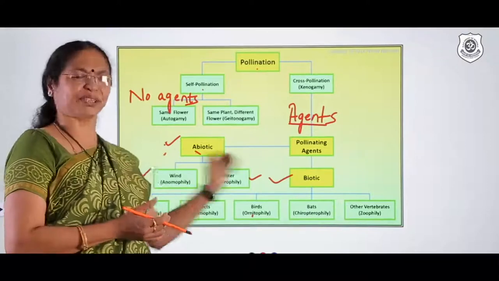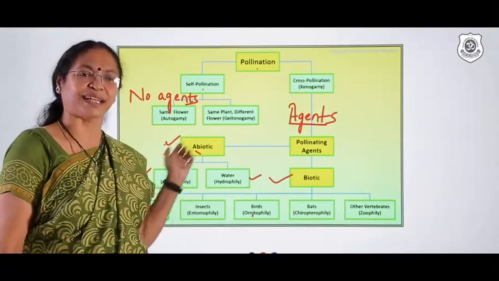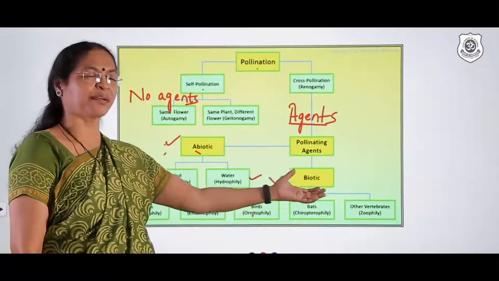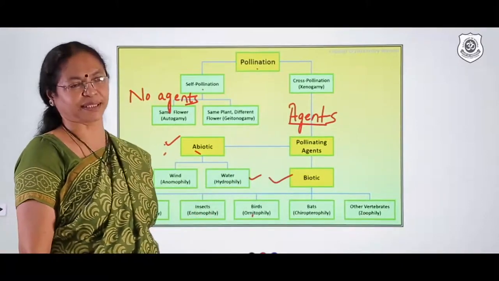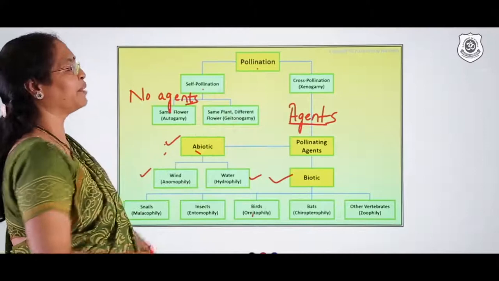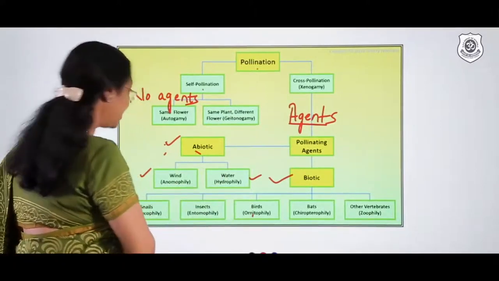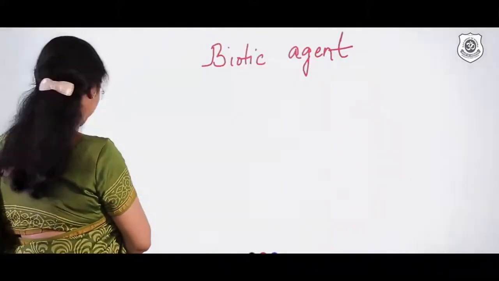Why is a large amount of pollen grains produced wherever the pollinating agent is an abiotic agent, either wind or water? If it is biotic, the number of pollen grains produced compared to this is always lesser. So this is one phenomenon which is very important for the next step to occur. The next step, I should say, is fertilization.